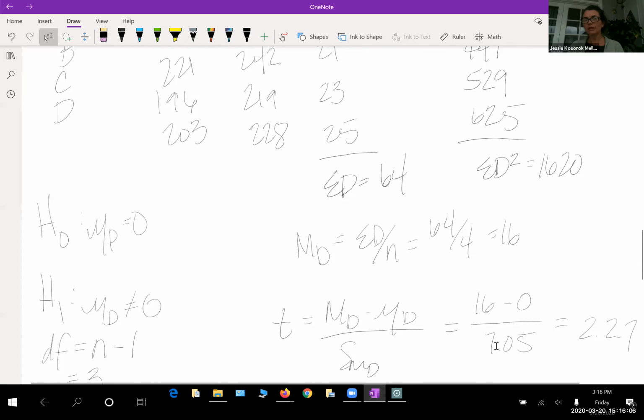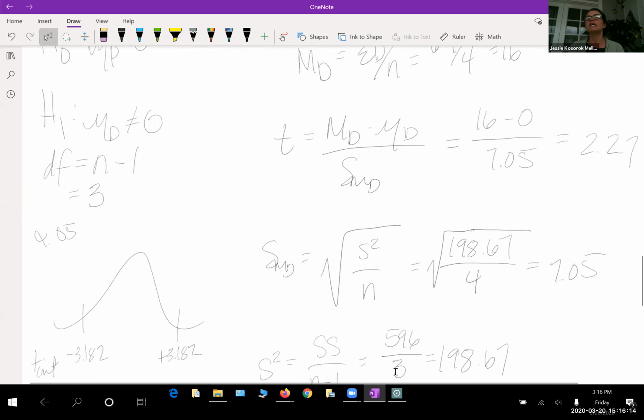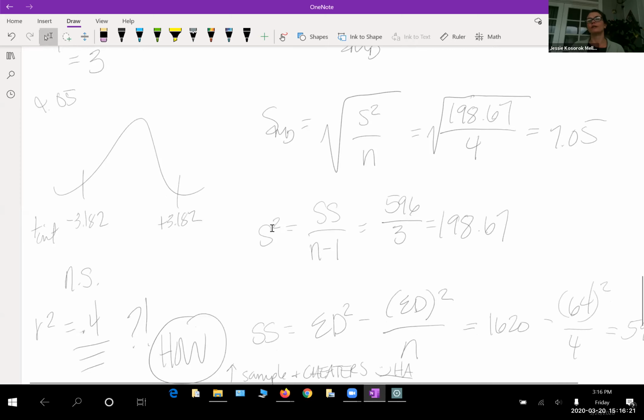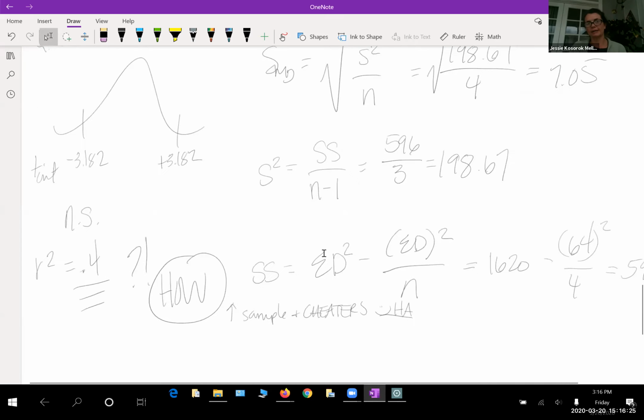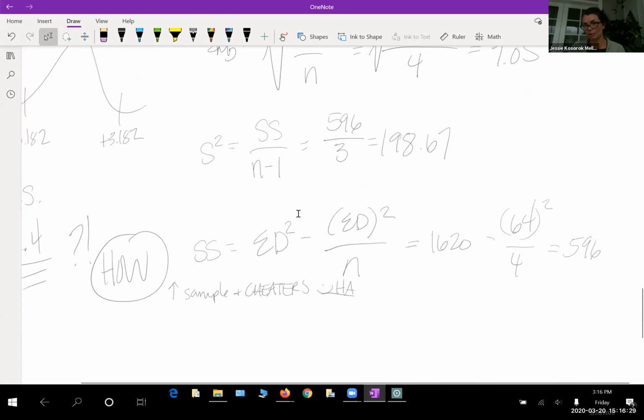So now we have 16 minus 0, but now we need to know how to get to the standard error of the mean differences. And so that formula is the variance divided by n. Well, how do I get my variance? Well, your variance is your sums of squares divided by n minus 1. Okay, well, how do I get my sums of squares? Oh, yes. So remember those sum of x squared minus quantity sum of x, squared, over n? Well, the x's become d in this case.